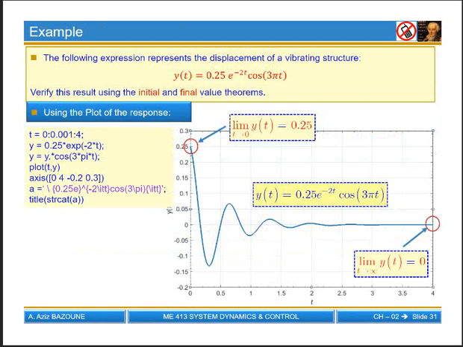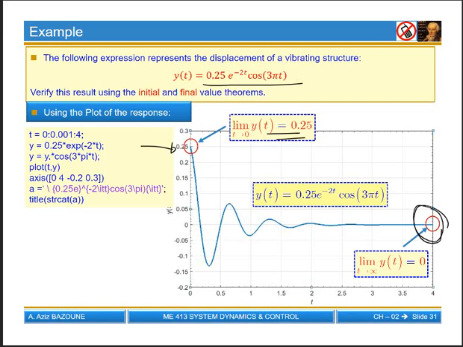Here, guys, if you see this one, the following expression represents the displacement of a vibrating system or a structure or whatever. We try to draw this one. We found this. And then the limit of this function, as you can see, at time t equal to 0, it's clear that this value is 0.25. Right? Limit of y of t when t goes to 0 is 0.25. And the limit of y of t when t goes to infinity is 0. This is by using MATLAB.